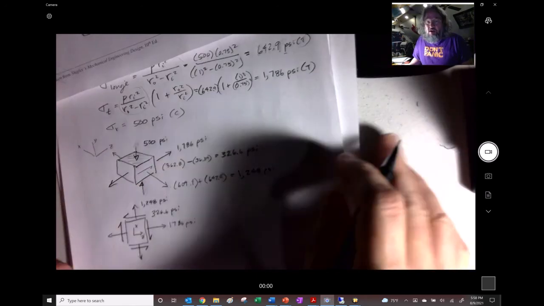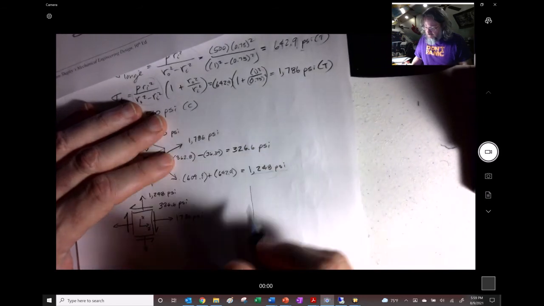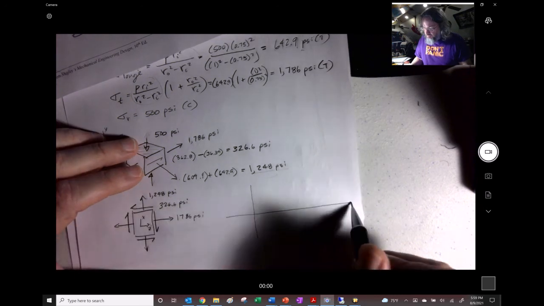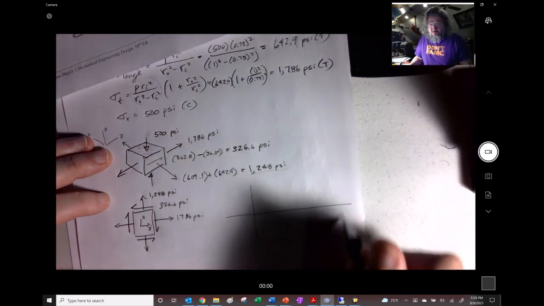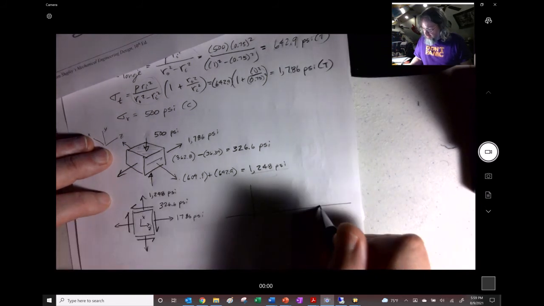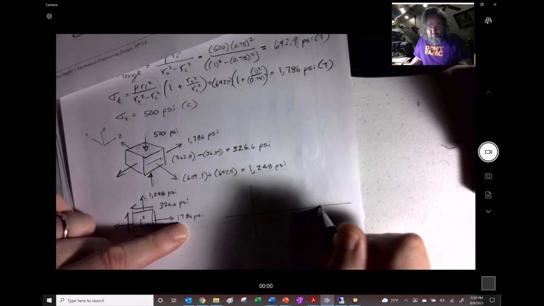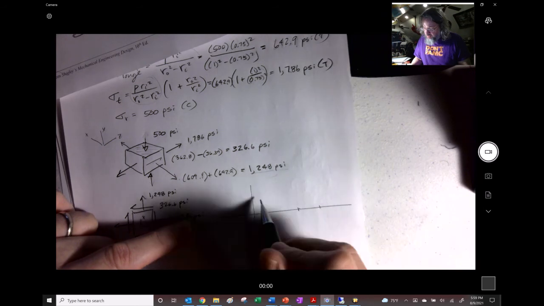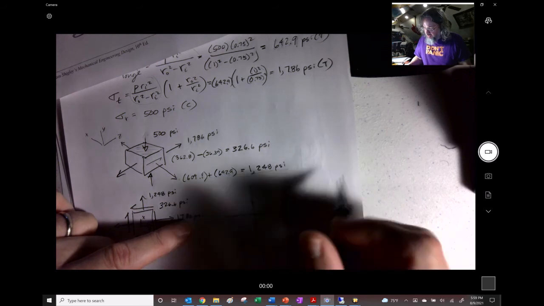We don't have to do it on graph paper. It's nice to make it as neat as you can. Let's see. It's tension and tension, so it's going to be over here on this right-hand side. This is quite smaller compared to that. So let's say 1786, we'll call it 1800, 1200's over here, 300 is much smaller than that, right? So it's something like in there and then there.